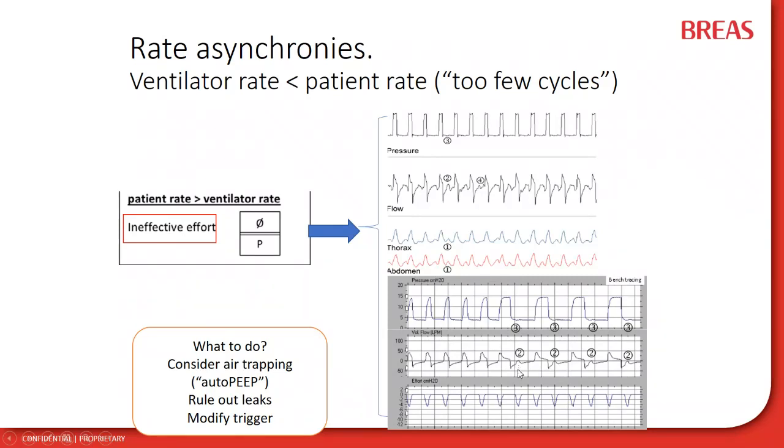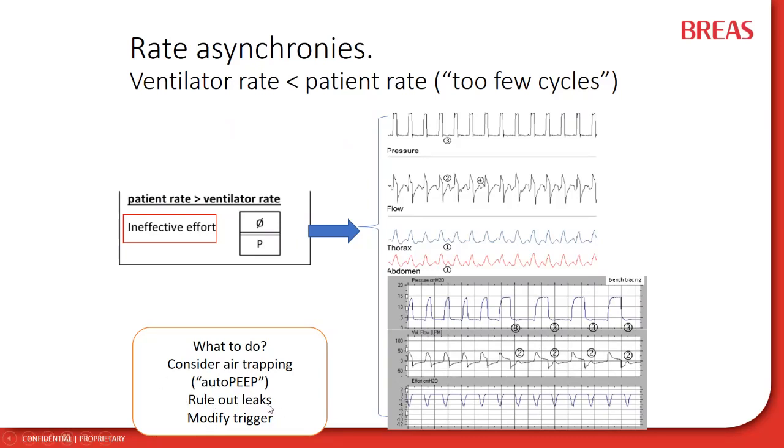trapping. Why? Because if you see the zero line, clearly all the efforts are below the zero line. This one, and this one. So the first condition associated with ineffective effort would be the auto-PEEP, air trapping, and so on. And it's an asynchrony that is really characteristic of COPD patients.